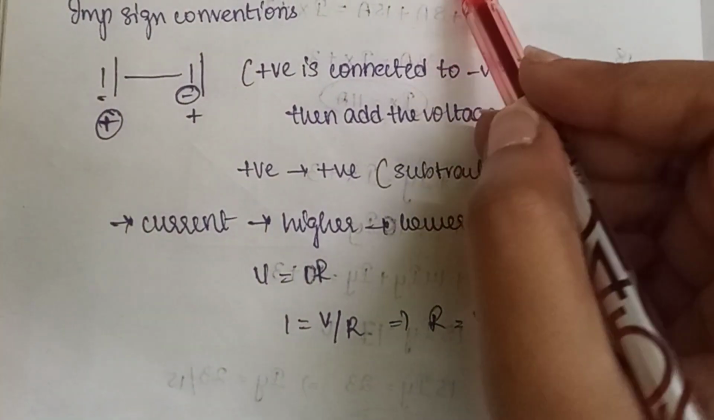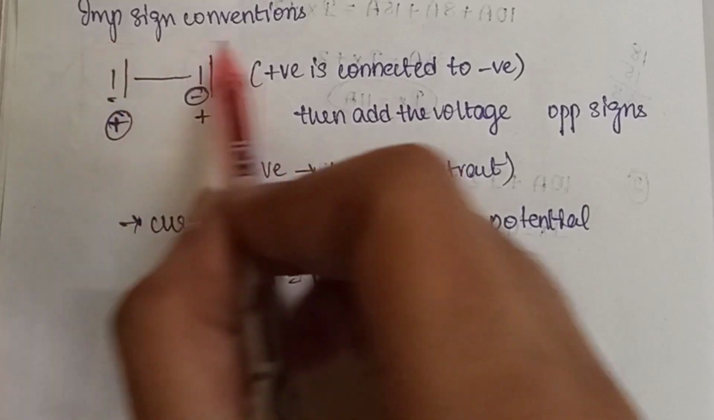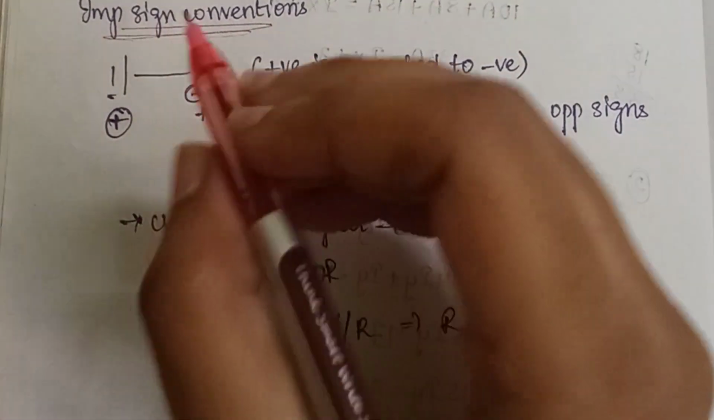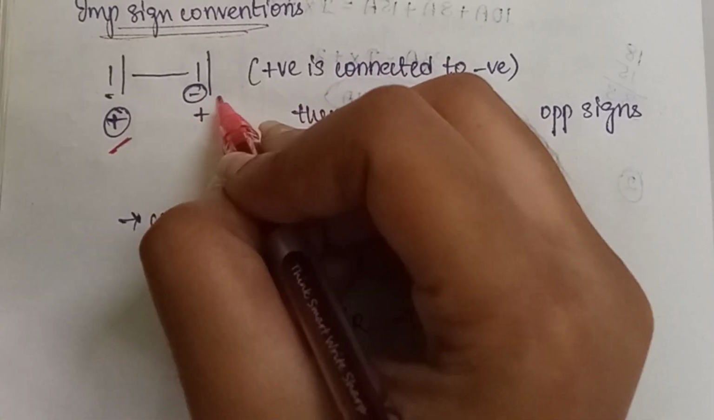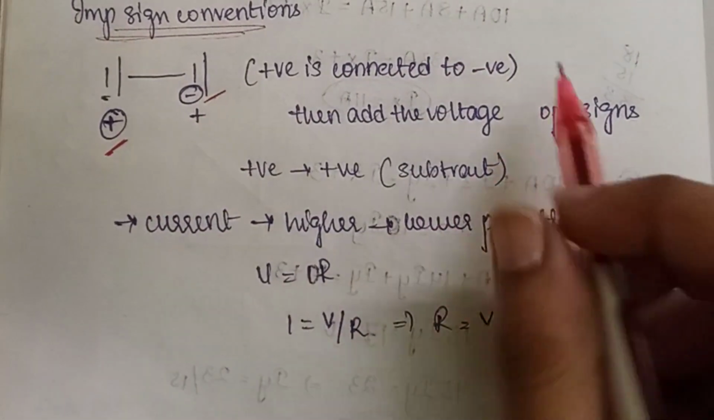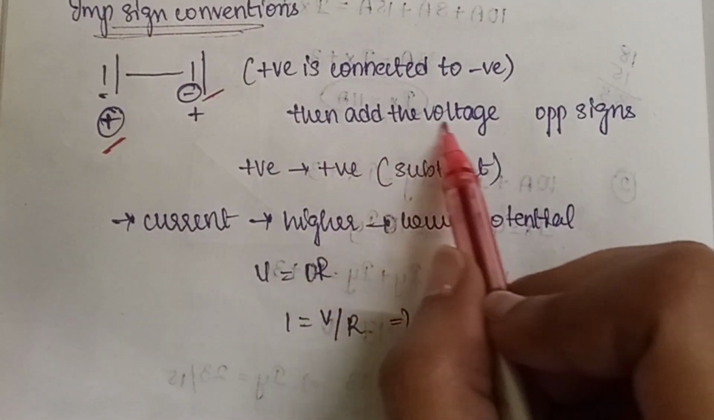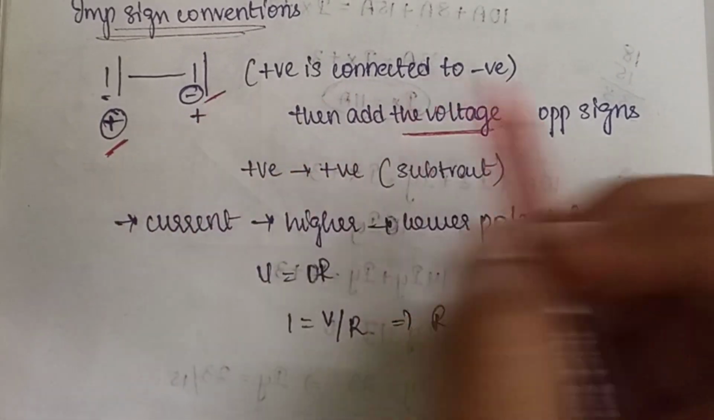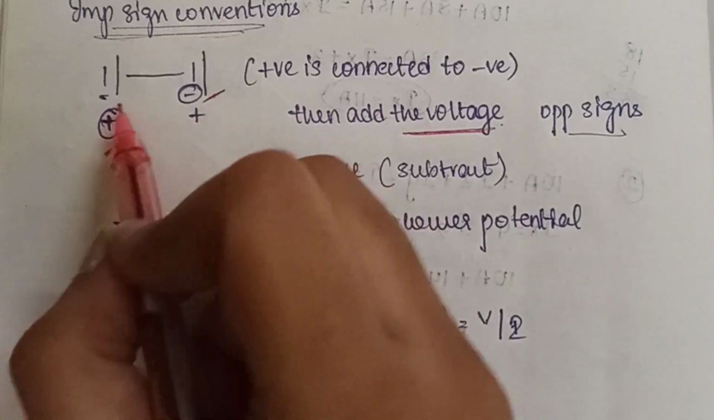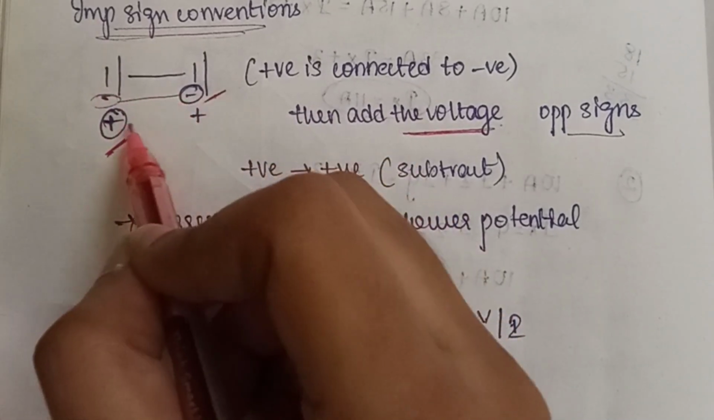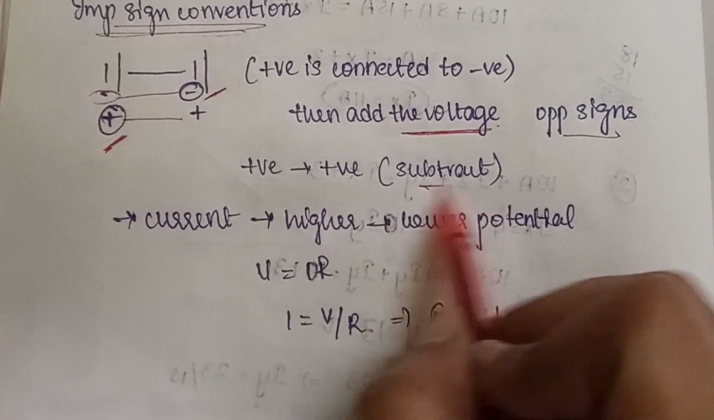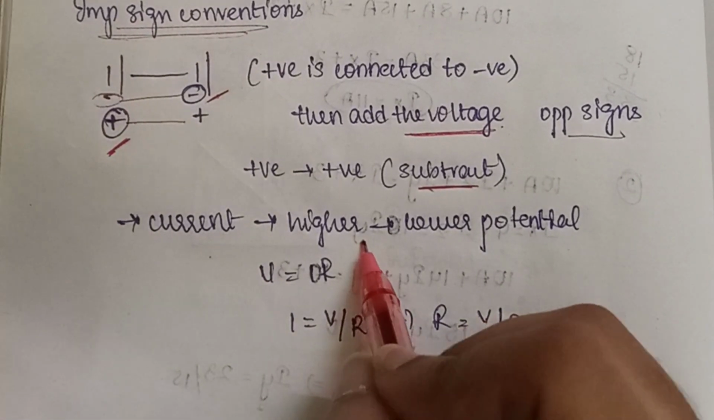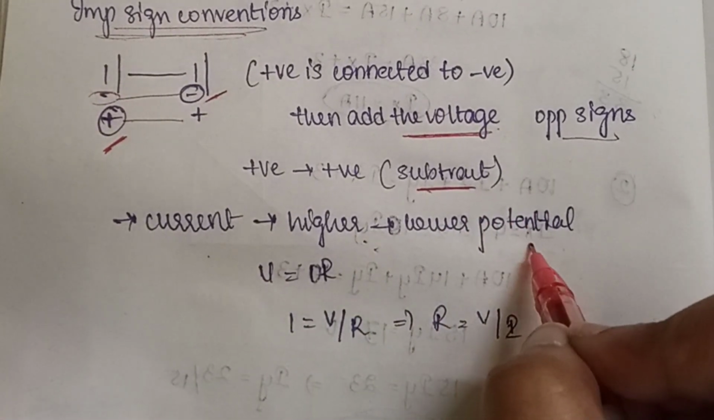Now, after applying these 3 points, we also need to follow sign conventions. So, how will we follow the sign conventions? If positive is connected to the negative terminal, then we'll add the voltage. If opposite signs are connected, we'll add the voltage. If negative is connected to negative or if positive is connected to positive, then we'll subtract the voltage. Always, current flows from higher potential to lower potential.